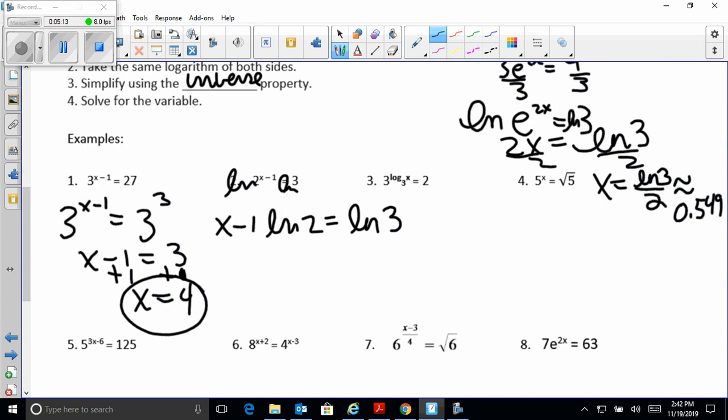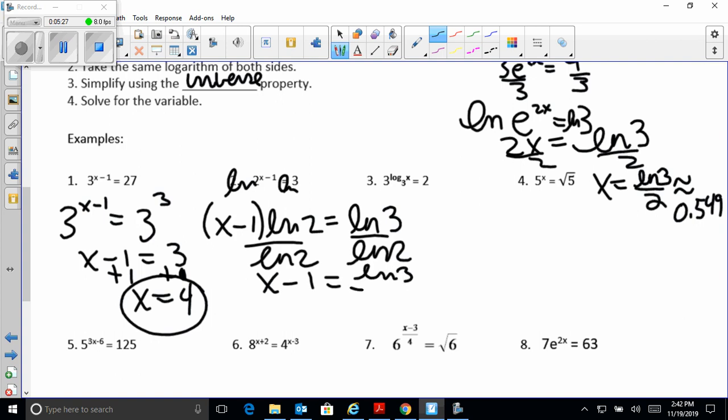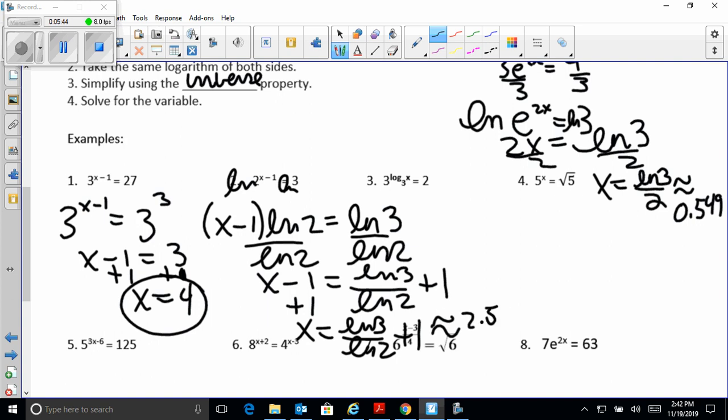And then I need to get this natural log on the other side, so divide by natural log of 2. I have x minus 1 is equal to the natural log of 3 divided by the natural log of 2, and then you can add 1. And there we go, there's my answer. x is equal to natural log of 3 divided by natural log of 2, plus 1. Or if I put that in my calculator, it's approximately 2.5.